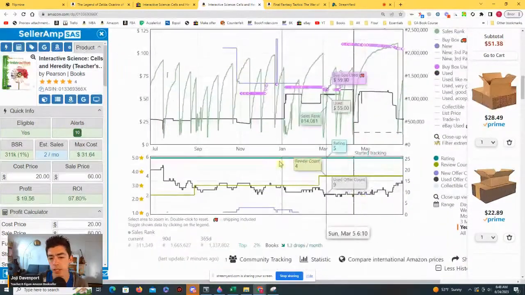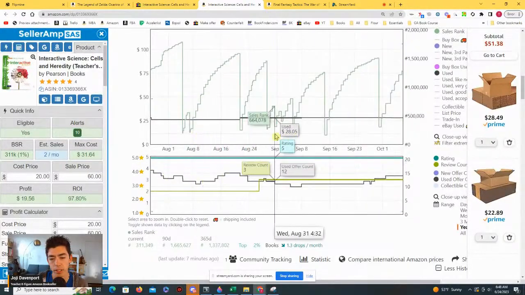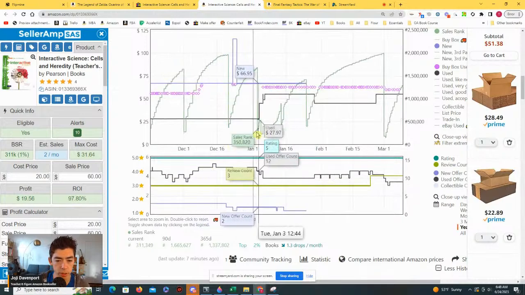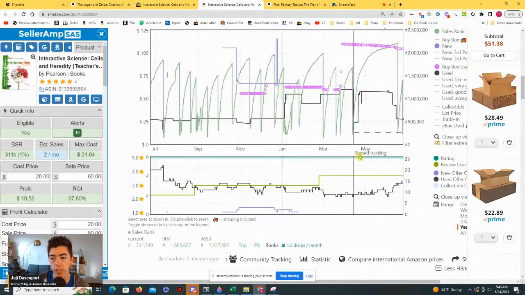So let's see. This has a little bit of seasonality. Maybe in August, September, you can see the sales rank is a little bit better. And maybe even in January a little bit, you can see the sales rank gets a little bit lower there as well.